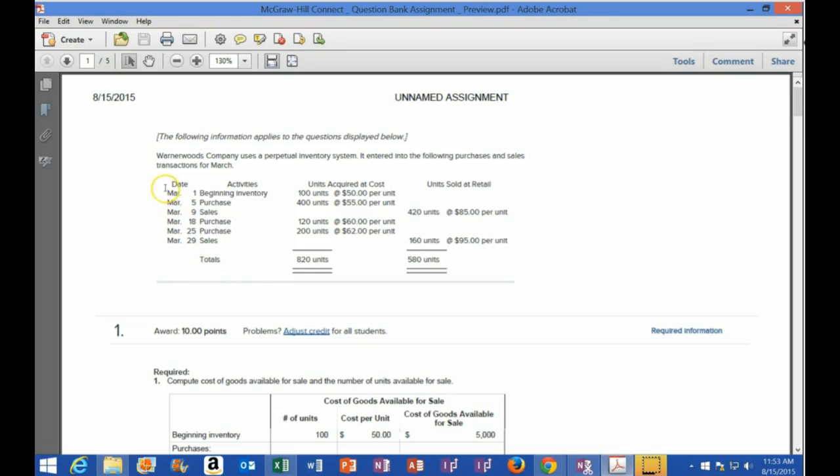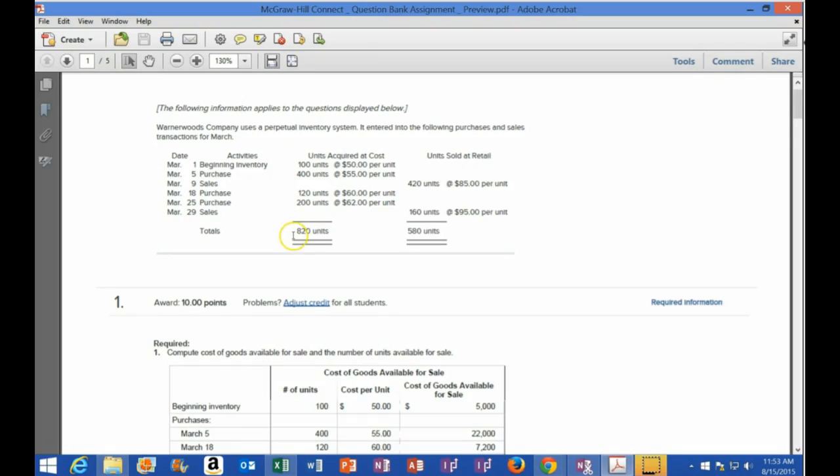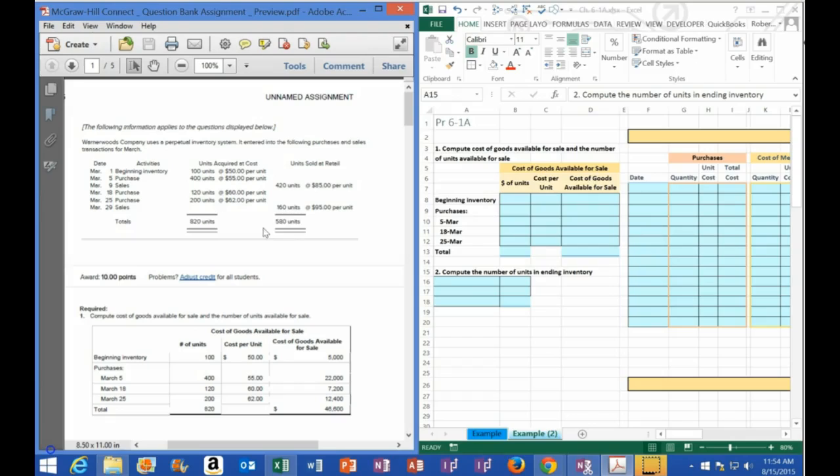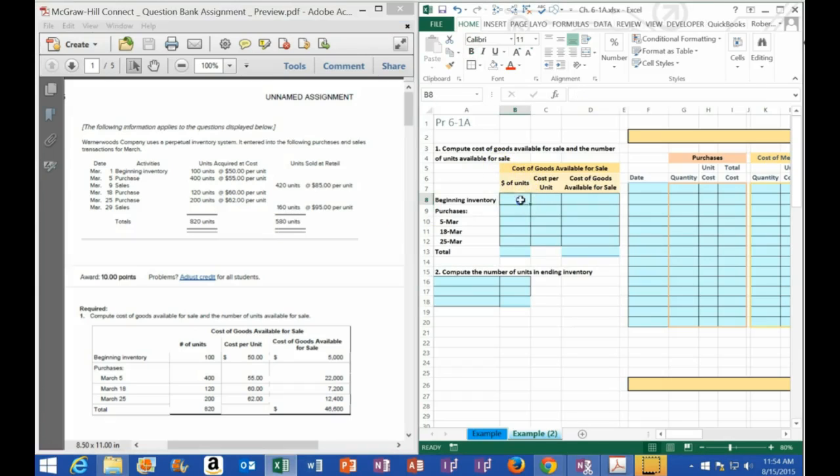So here's the problem. The company uses a perpetual inventory system. It entered into the following purchase and sales transactions for March. So we have the information here that we're going to first plug into our worksheet. All right, so we've got our worksheet side by side, Excel worksheet over here, the problem on this side, and we're going to first compute cost of goods available for sale and the number of units available for sale using this table here. So we're going to start off with the beginning.